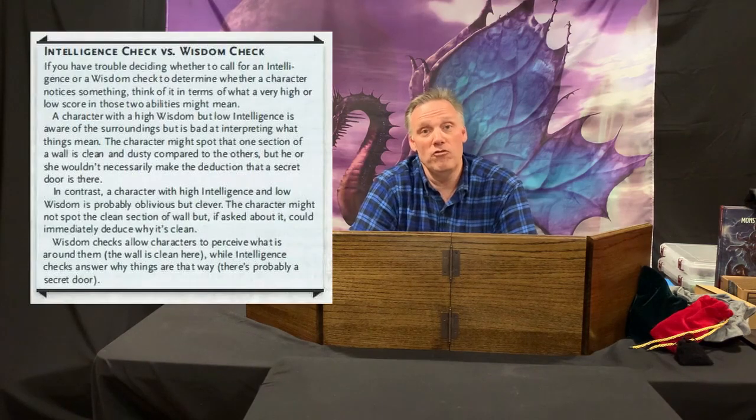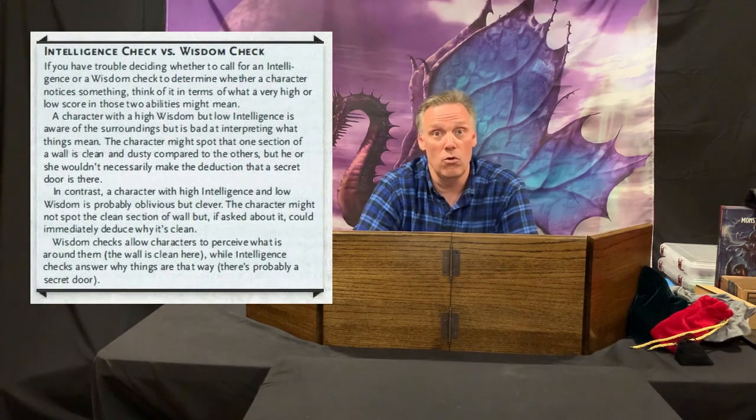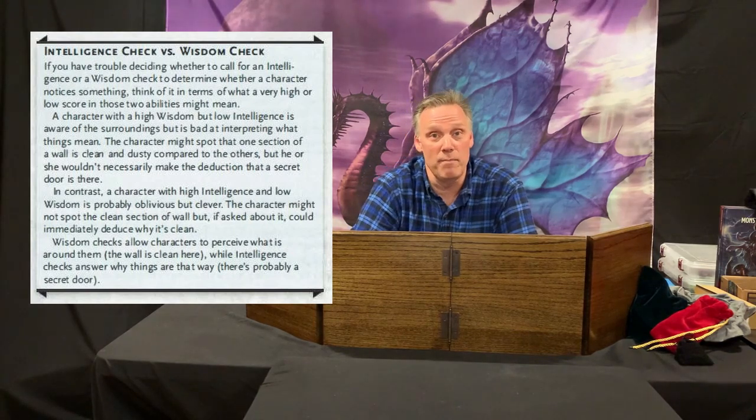The DM's Guide is helpful here too. There's an inset box on page 238 called Intelligence Checks versus Wisdom Checks. And remember, skill checks like perception checks and investigation checks are types of ability checks like Wisdom checks and Intelligence checks. In that inset box, we read this: if you have trouble deciding whether to call for an Intelligence or a Wisdom check to determine whether a character notices something, think of it in terms of what a very high or low score in those two abilities might mean.